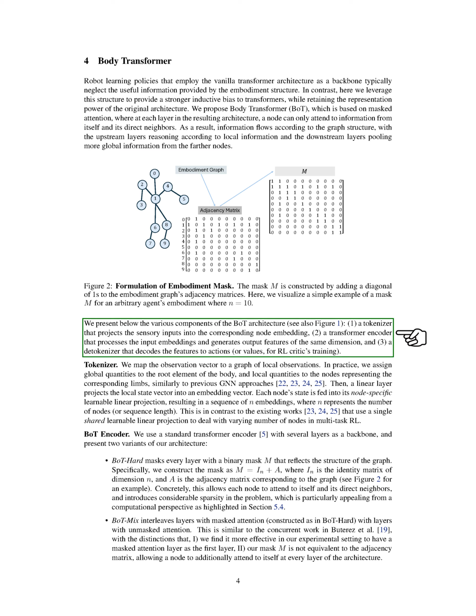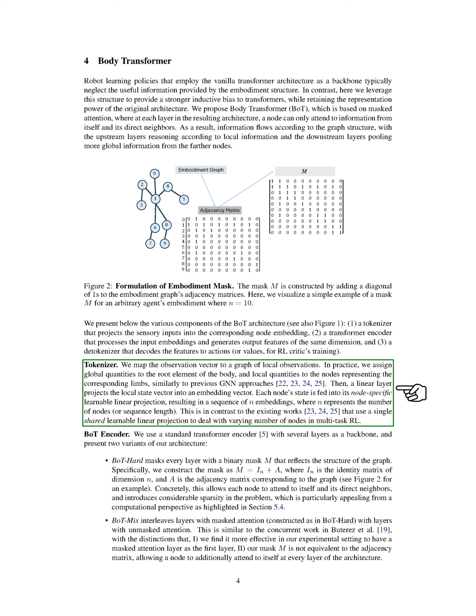We outline the components of the BOT architecture. 1. A tokenizer that converts sensory inputs into node embeddings. 2. A transformer encoder that processes these embeddings and produces output features of the same size. And 3. A detokenizer that translates these features into actions or values for reinforcement learning.